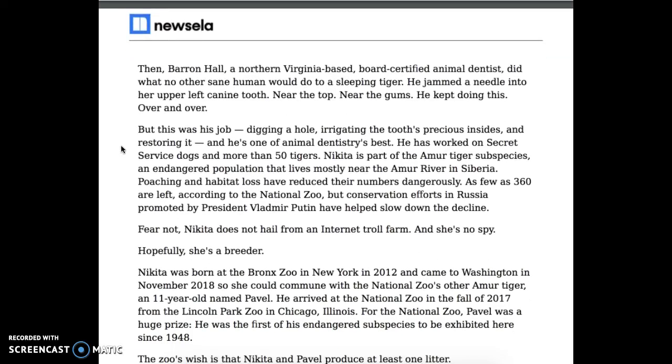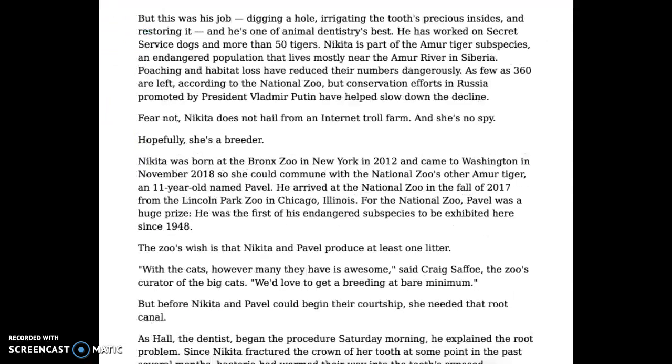Paragraph 3. Then, Baron Hall, a Northern Virginia-based board-certified animal dentist, did what no other sane human would do to a sleeping tiger. He jammed a needle into her upper left canine tooth, near the top, near the gums. He kept doing this, over and over.